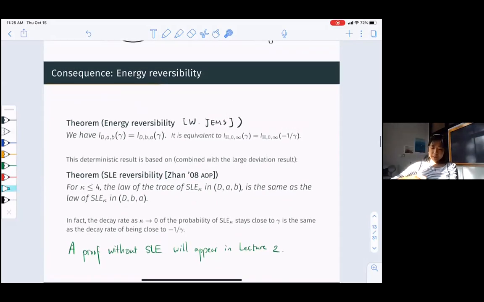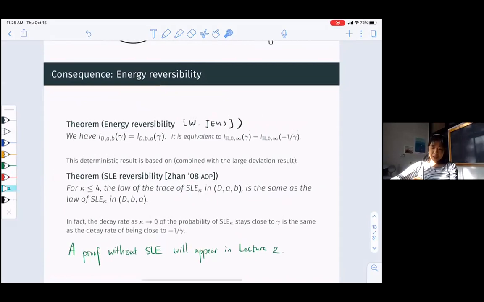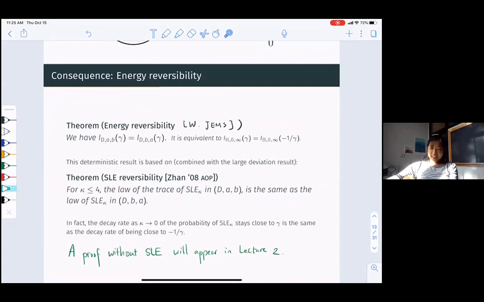Well, okay, how do we derive energy reversibility from SLE reversibility? It just says that when kappa goes to 0, the probability of SLE kappa staying close to gamma is the same as the probability of the reversed SLE kappa staying close to the reversed gamma, because the Hausdorff metric that we take is also invariant under this inversion. So the probabilities are the same, since SLE also has the same law as the reversed one. They have the same decay rate, and the same decay rate gives you that the energies are also the same.